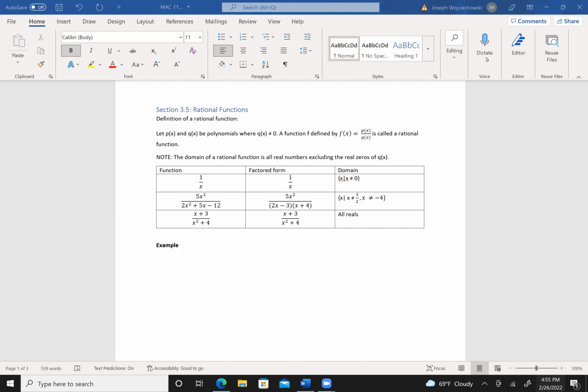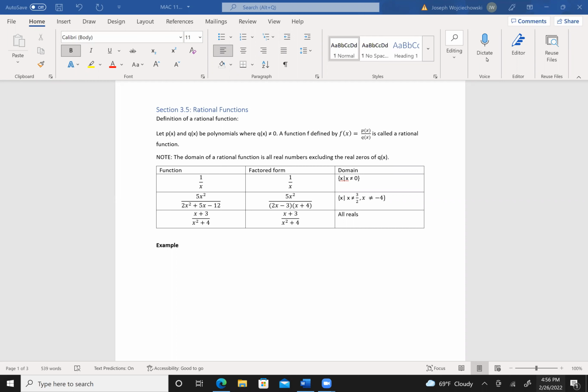Well, we start with: let P of x and Q of x be polynomials where Q of x does not equal 0. A function f defined by f of x equals P of x over Q of x is called a rational function. Keep in mind the domain of a rational function is all real numbers excluding the real zeros of Q.